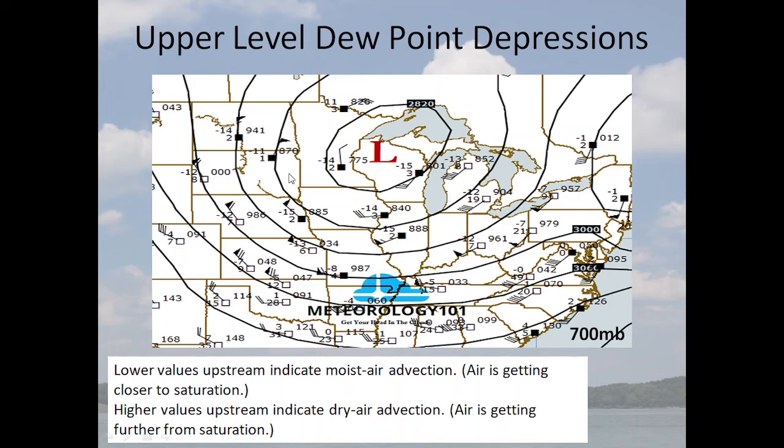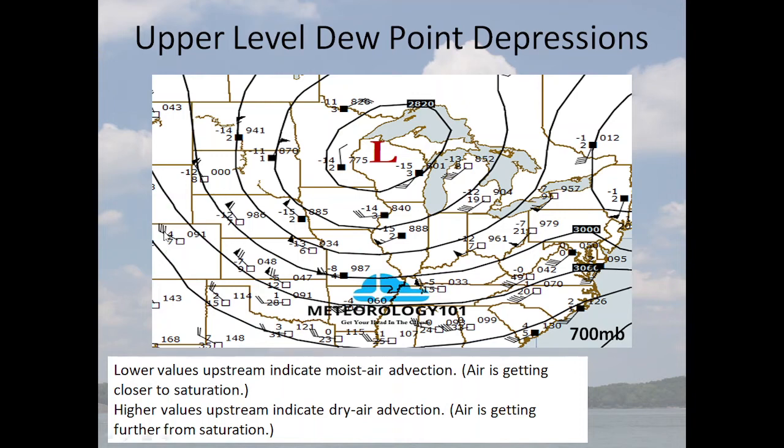It's a quick, easy look on the upper air charts to look at your dew point depressions. Anything 5 or less, that's significant moisture, and then you see where your advection goes from there. So lower values upstream indicate moisture advection. The air is getting closer to saturation, and higher values upstream indicate drier advection. The air is getting further from saturation.